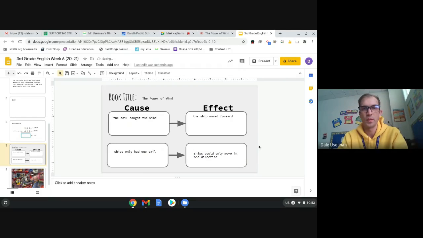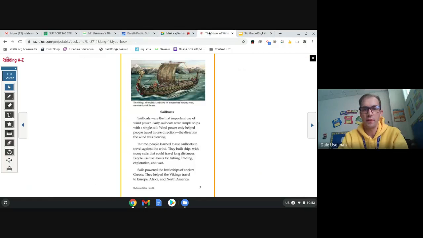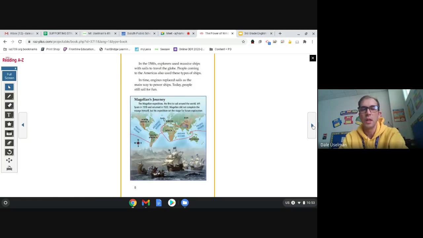Great work. Okay, let's go ahead and finish this chapter. In the 1500s, explorers used massive ships with sails to travel the globe. People coming to the Americas also used these types of ships. In time, engines replaced sails as the main way to power ships. Today, people still sail for fun.